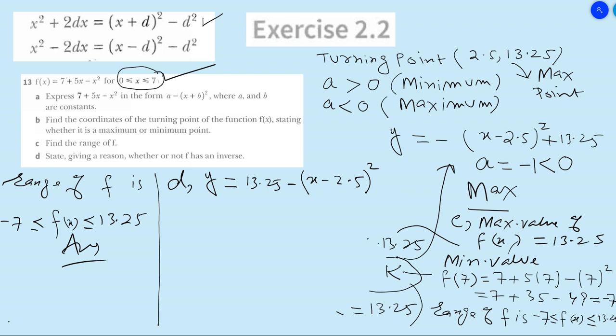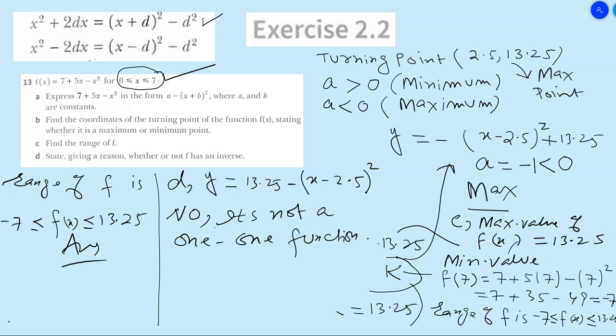So our function is not a 1-1 function, because for a 1-1 function, for one input value there should be one output value. But from this, for one input value there are two output values. Hence, the answer of part D is no, inverse is not possible. Why? Because it's not a 1-1 function. So this is the answer of part D. No, it's not a 1-1 function.